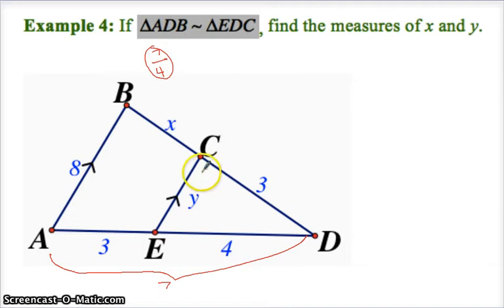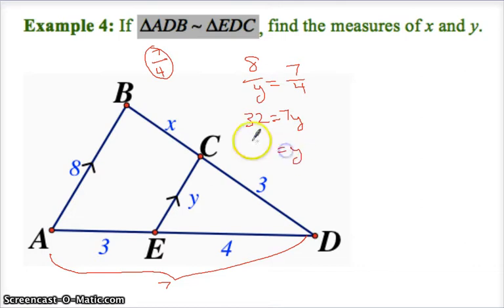Hallelujah. So y over 8, 8 over y, 8's from the big triangle, y is from the small triangle. That has to equal 7/4. Oh, let's just do this one. Why are all these so nasty? Oh my gosh. Well, you know what? Here's my retaliation. I'm not going to reduce that to a decimal. All right, so y is 32 over 7. It's like 4 point something.